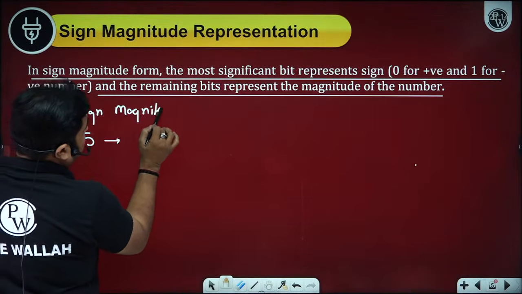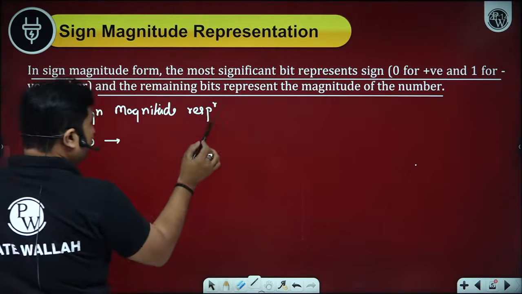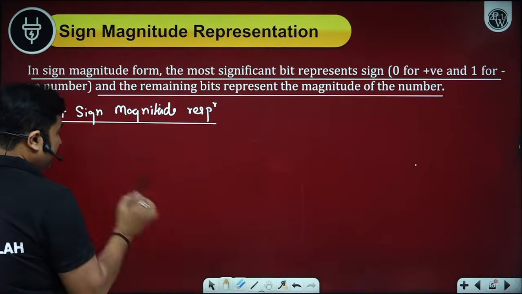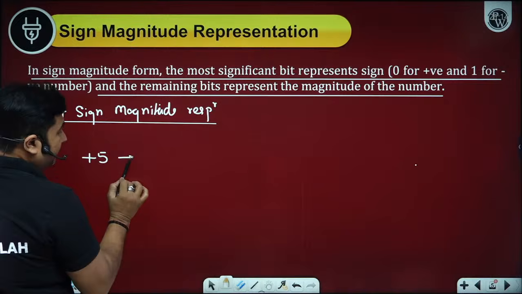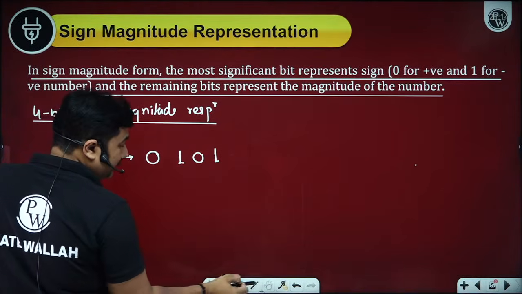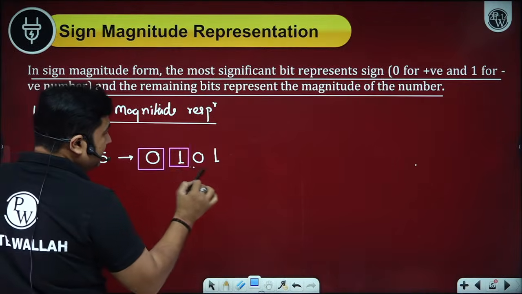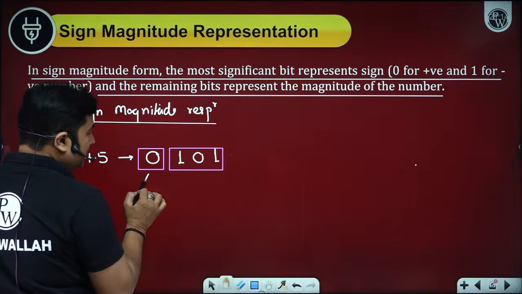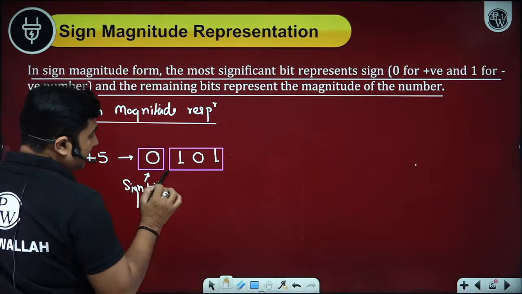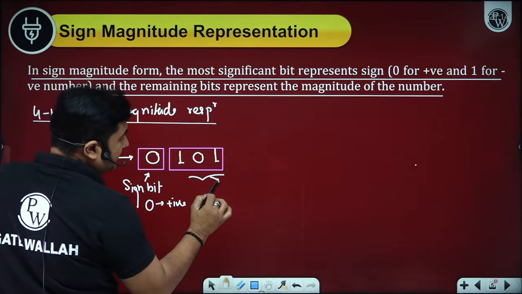Sign magnitude representation. If we talk about 4-bit sign magnitude representation, how to represent plus of 5? 0, 1, 0, 1. Basically, this 0 is representing a sign bit, and 0 indicates positive, and the rest is representing a magnitude.